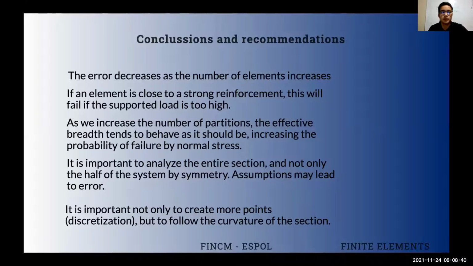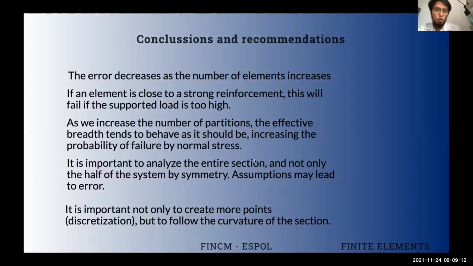As a conclusion, the error decreases as the number of elements increases. If an element is close to a strong reinforcement, this will fail if the supported load is too high. As we increase the number of partitions, the effective breadth tends to behave as it should, increasing the probability of failure by normal stress. And it is important to analyze the entire section and not only half of the system by symmetry. Assumptions may lead to error.